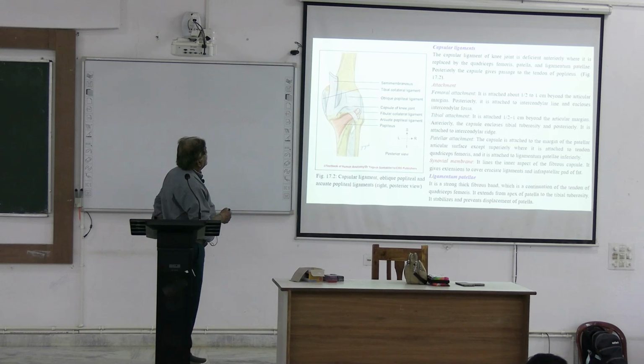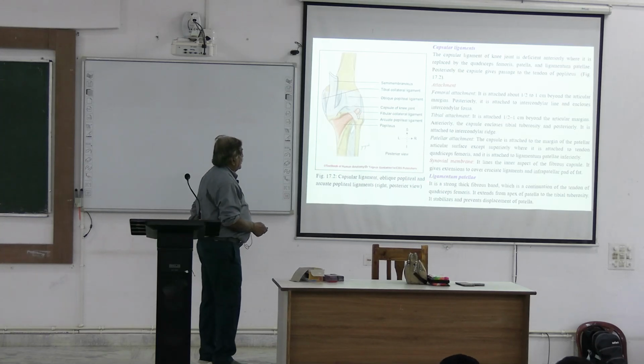See, this is the semimembranosus, this is the tibial collateral ligament, the oblique popliteal ligament, the capsule of the knee joint, the arcuate popliteal ligament, this is the popliteus, and the fibular collateral ligament here. Now, the capsular ligament, oblique popliteal and arcuate popliteal ligaments.